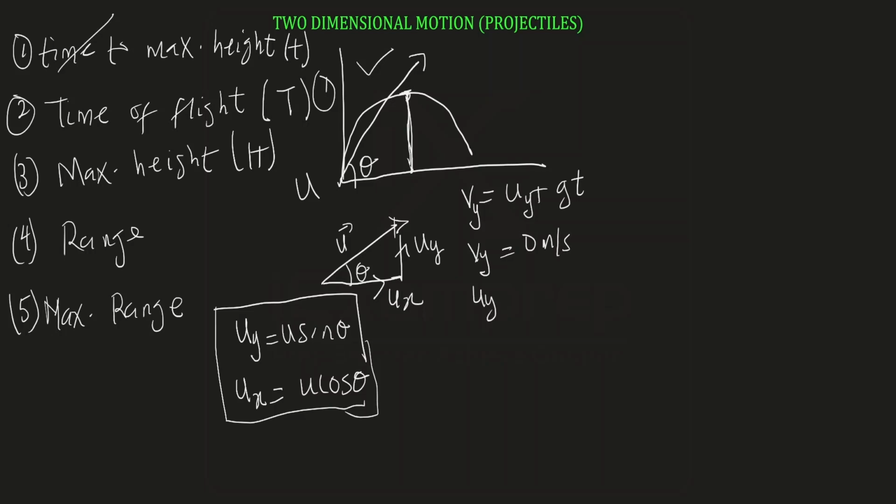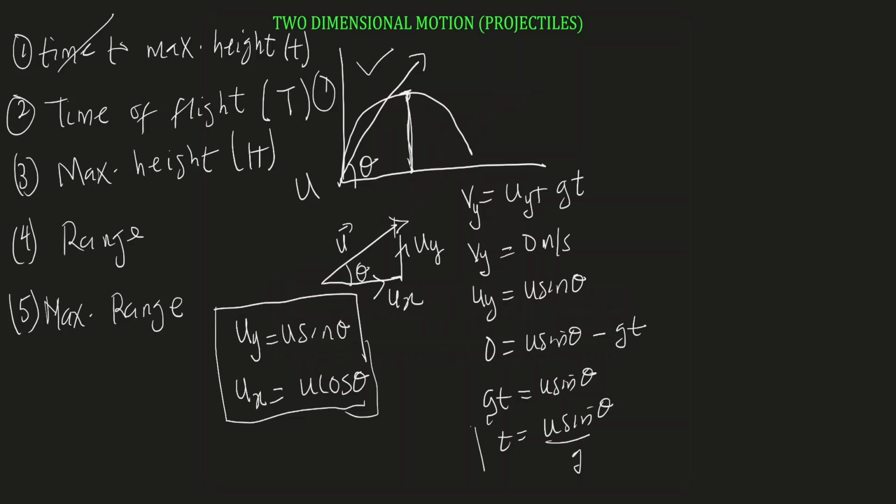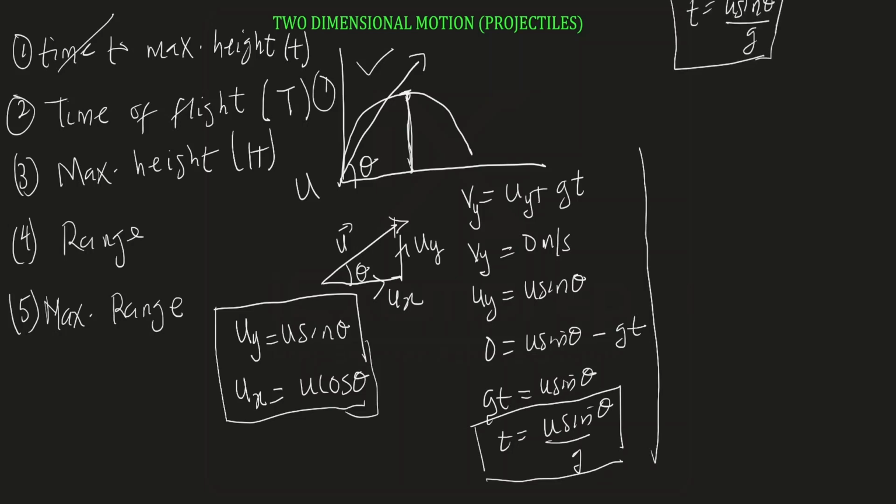So vy is 0 meters per second. Now, we said that uy is u sine theta. So now we can plug this into our equation. That means we have 0 equals u sine theta minus gt. I'm taking minus because this object is projected upward and is going against gravity. So if I add gt to both sides, it means gt equals u sine theta. That means time to reach maximum height is going to be equal to u sine theta over g. So the formula we are going to use to calculate time to reach maximum height is u sine theta over g.